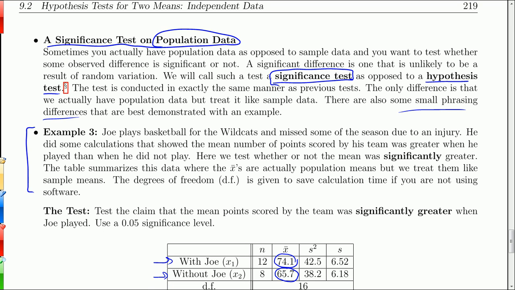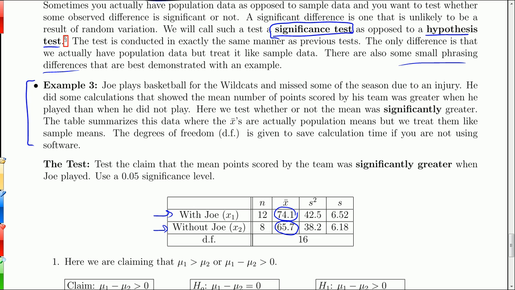Okay, so here we go to the example. Joe plays basketball. And let me emphasize this. So this is a significance test. We've been doing hypothesis tests. The only difference is that we actually have population data, but treat it like sample data. So what we do is we take this population data and treat it like a sample.